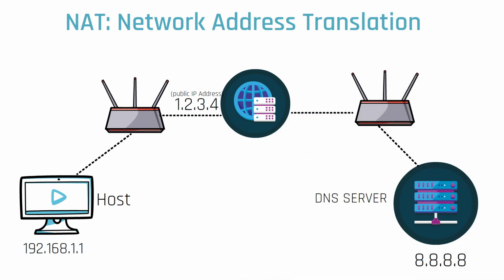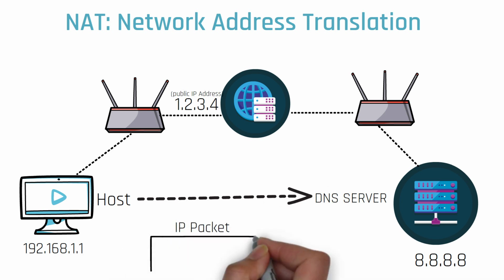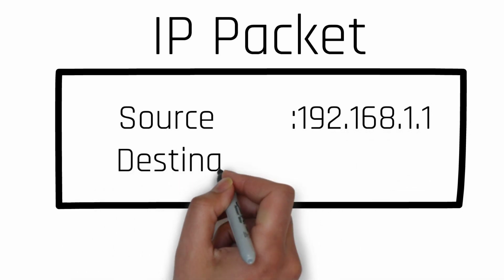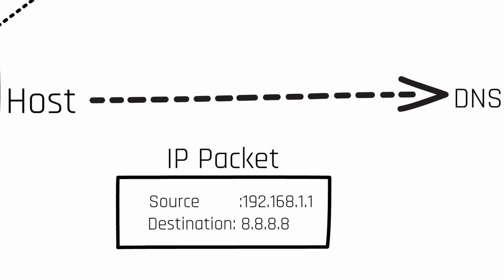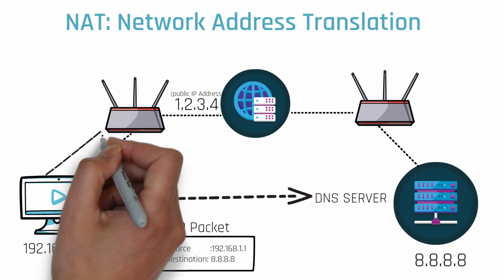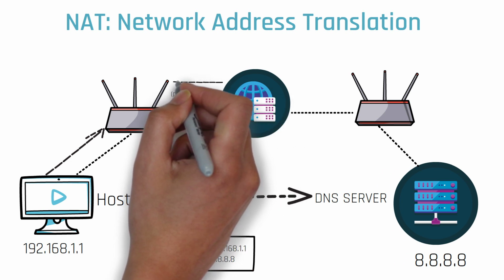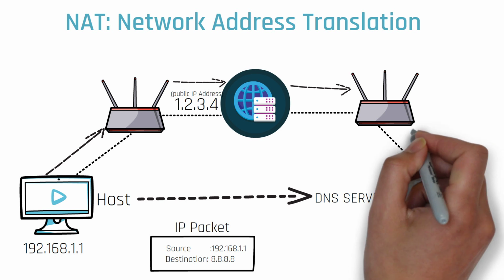So when this host wants to send something to the DNS server, it will create an IP packet and it will look something like this. Source, which is 192.168.1.1, and the destination will be 8.8.8.8. Now the host will forward this packet to the router, and then the router will send it to the ISP. The ISP will route it somehow, and it will end up on the other side.